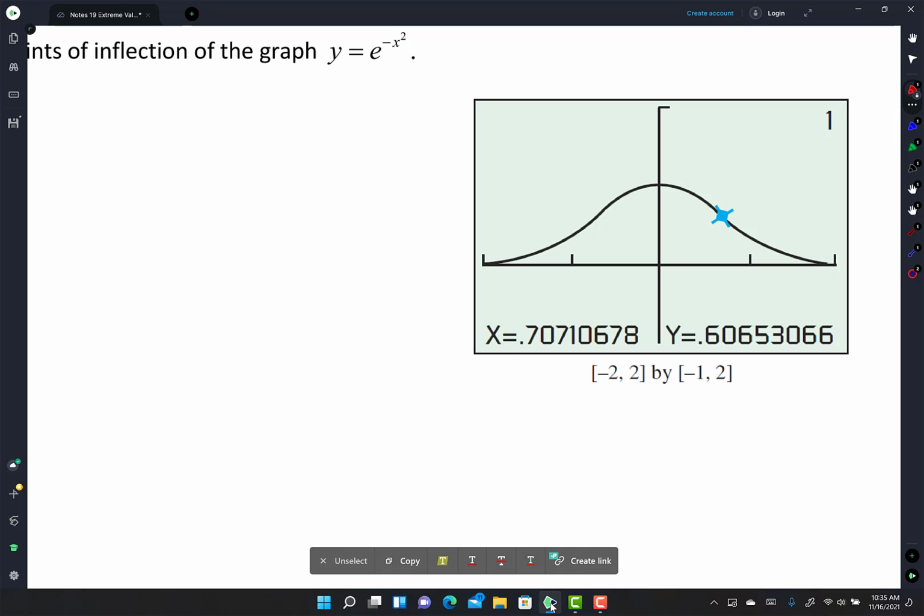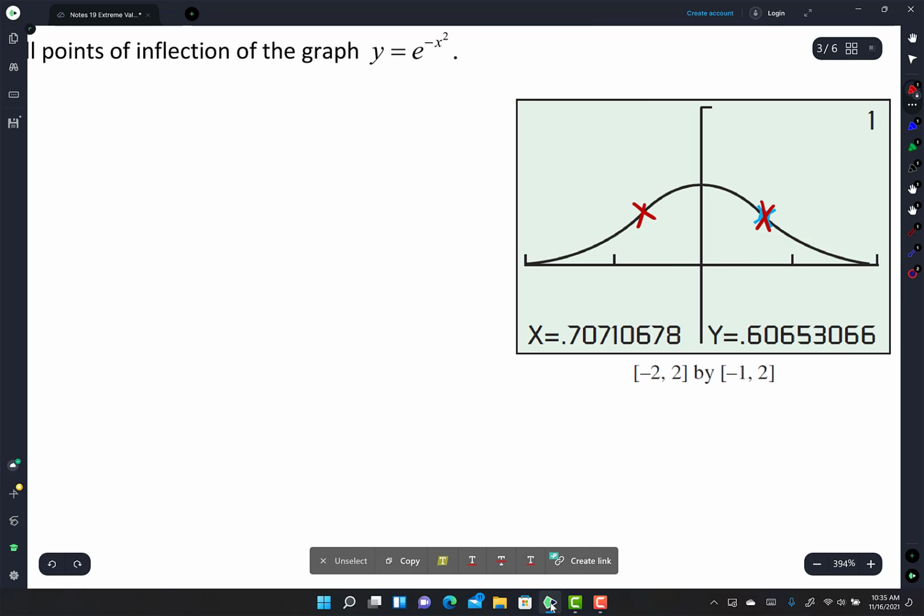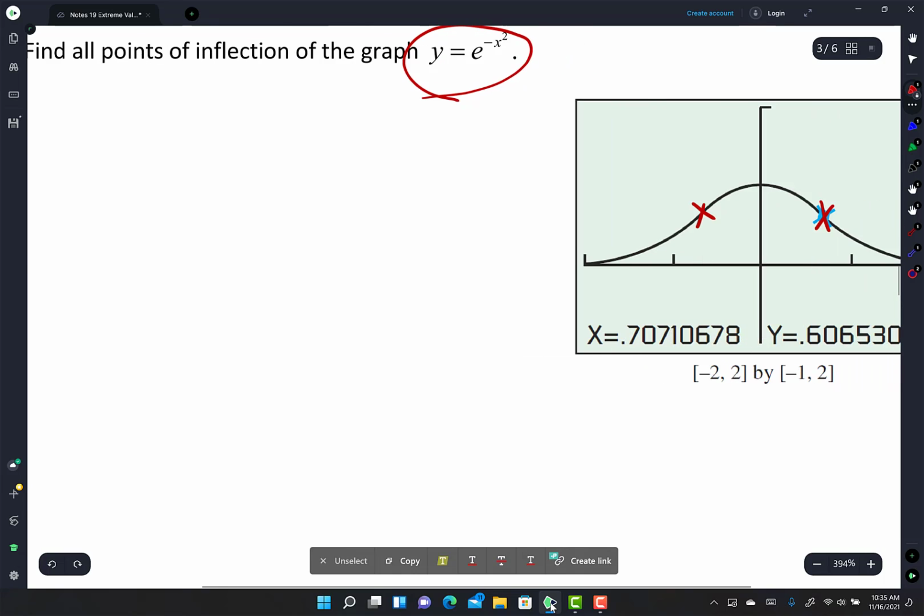Can you tell where it's concave up and concave down? Yeah, it looks like it changes, bam, right there, concave up, and then bam, right there. Do you guys see how that worked out? That graph is this one right here. The question here is find all points of inflection.